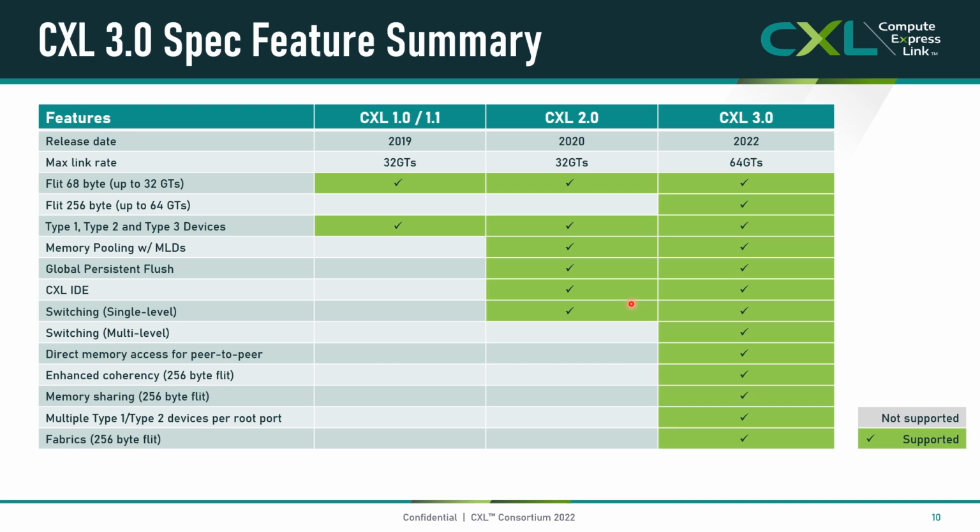But as our member companies' needs and usages grew, we knew that we couldn't stop there. So with 3.0, not only have we doubled the transfer rate to align more with PCIe Gen 6, we have also introduced a number of new capabilities. We'll touch upon some of these in this overview, and some of these will be talked about in more detail in the next few sessions. So the big ones, just to highlight them for this slide, are things like multi-level switching, direct peer-to-peer, enhanced coherency, memory sharing, and fabrics.